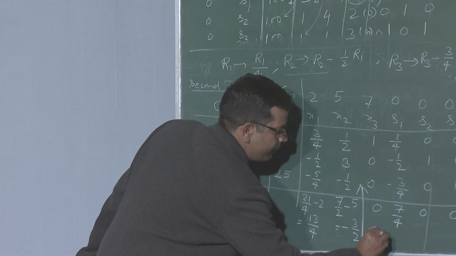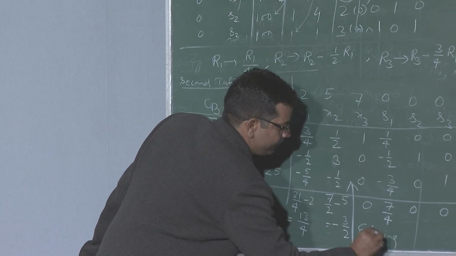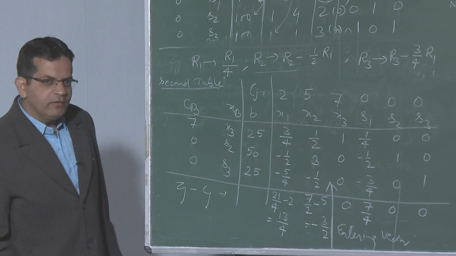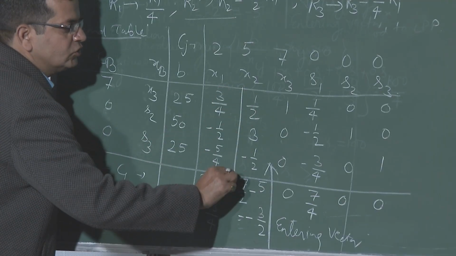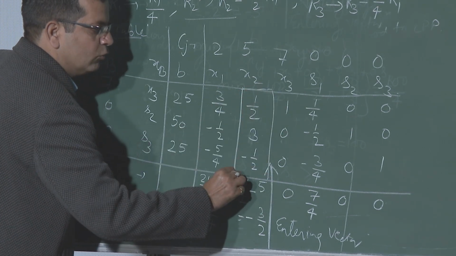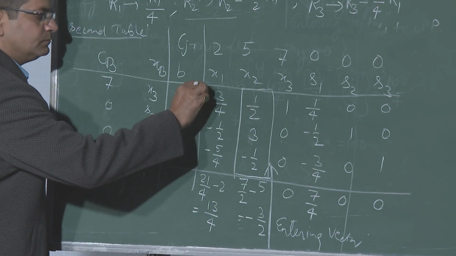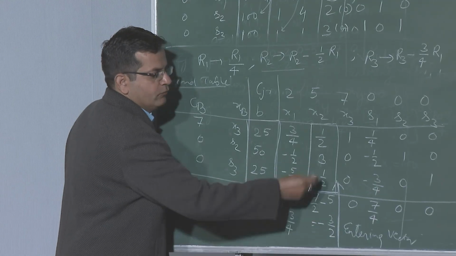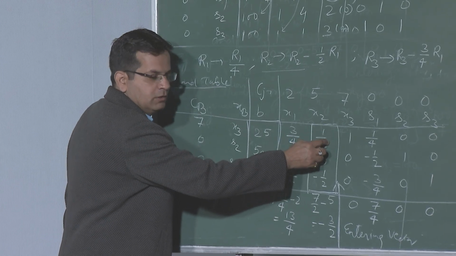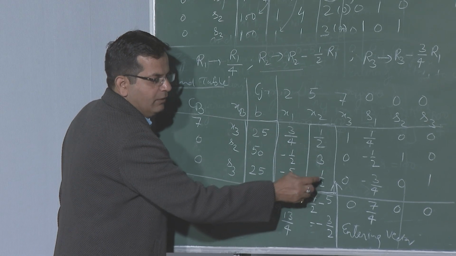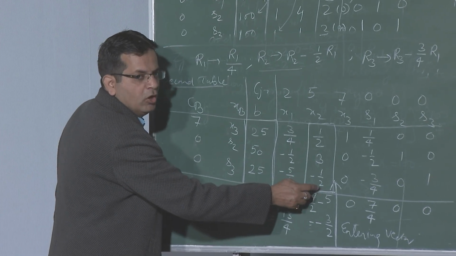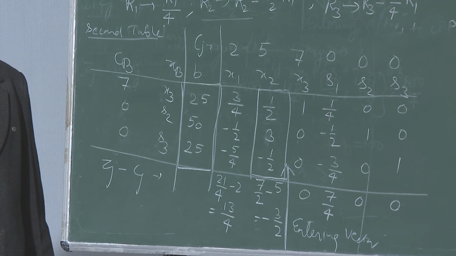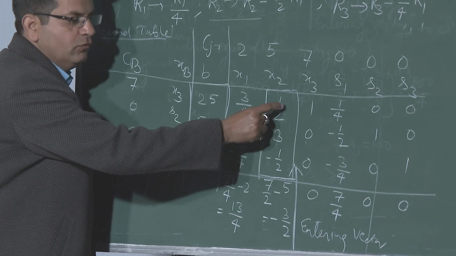the entering vector. Now, for the outgoing vector we again use the minimum ratio concept. We calculate the minimum ratio with B, and for the minimum ratio we will use only these two elements, 1 by 2 and 3. Minus half we will not consider, because we have the formula that minimum ratio of B upon Xij, Xij should be greater than 0. So, we will compare the ratio with only these two.